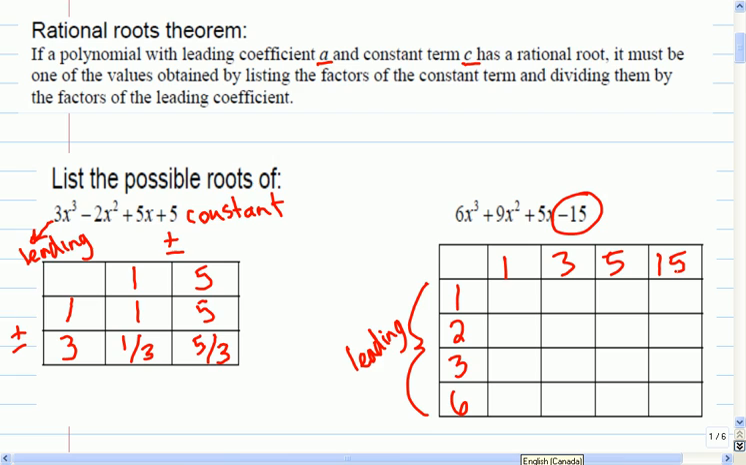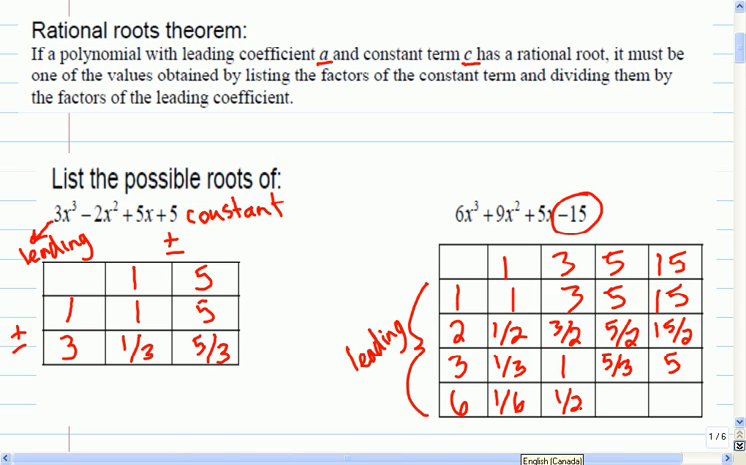So it goes constant divided by leading. So these are the numbers that are going to appear. 1 half, 3 halves, 5 halves, 15 halves, 1 third, 1, 5 thirds, 5, 1 sixth, 1 half, 5 sixths, and 15 out of 6, that'll be, let's see here, if I take out a 5, that'll be 3 halves.